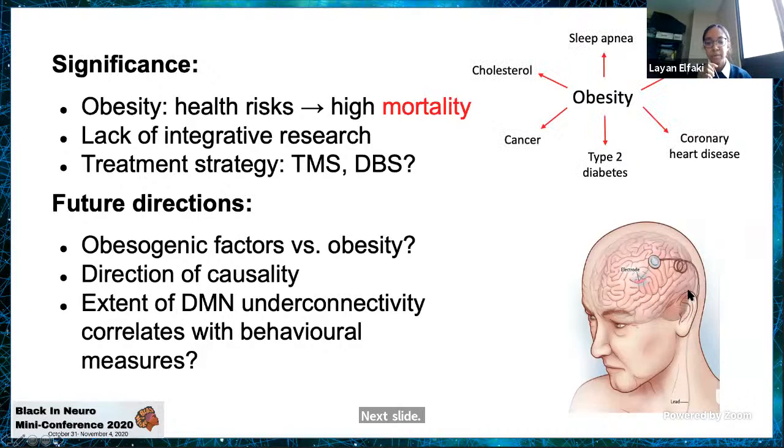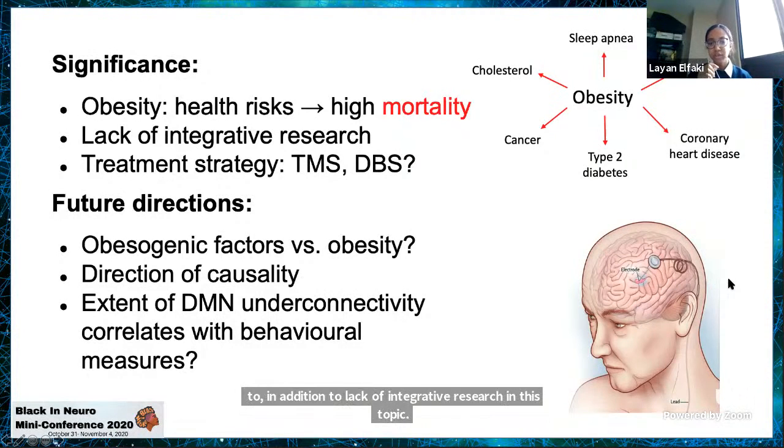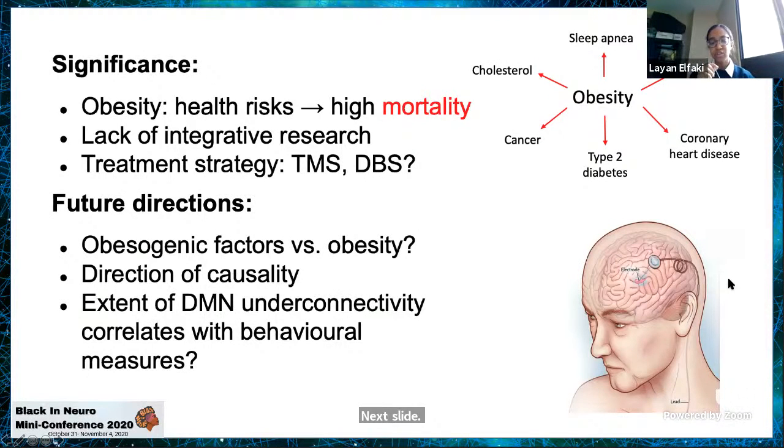If we identify a brain region, a brain network that's underactive as a result of obesity and is also implicated with the symptoms observed, then perhaps stimulation of this brain network can help ameliorate the symptoms and thus reduce the prevalence of obesity.